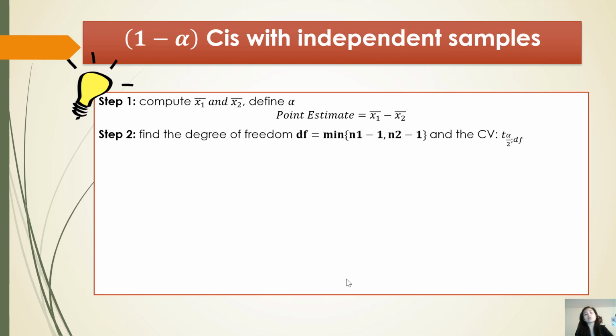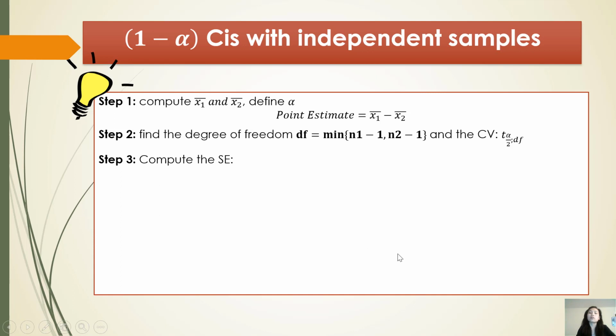Step 2, we have to define the degrees of freedom. Here we can use the minimum of n1 minus 1 and n2 minus 1. We don't need to use the accurate formula. Step 3, compute the standard error. And don't forget the critical value. The critical value here is t alpha half, df, because we want to bound the middle 1 minus alpha region.